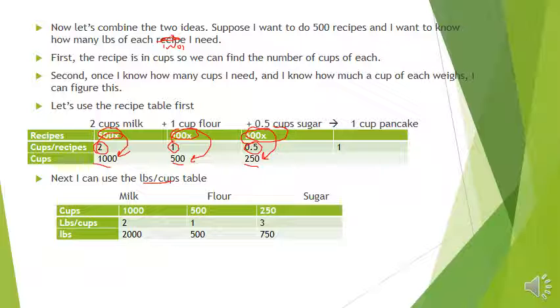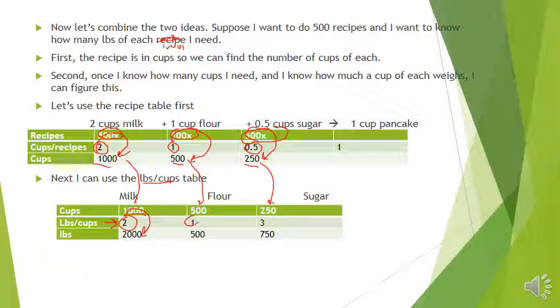Okay, now you know. So we'll bring that down to our pounds per cups table. So put the 1,000 here, 500 here, and the 250 here. Okay, so you know that there's 2 pounds per cup. Okay, and do that 1,000 times, so that's 2,000 pounds.